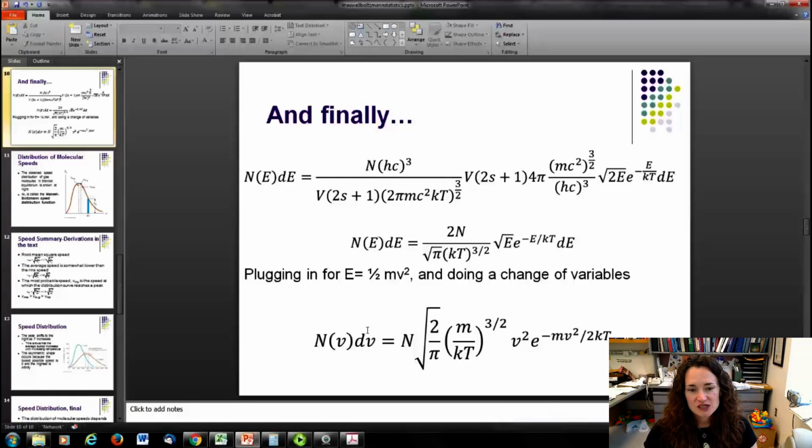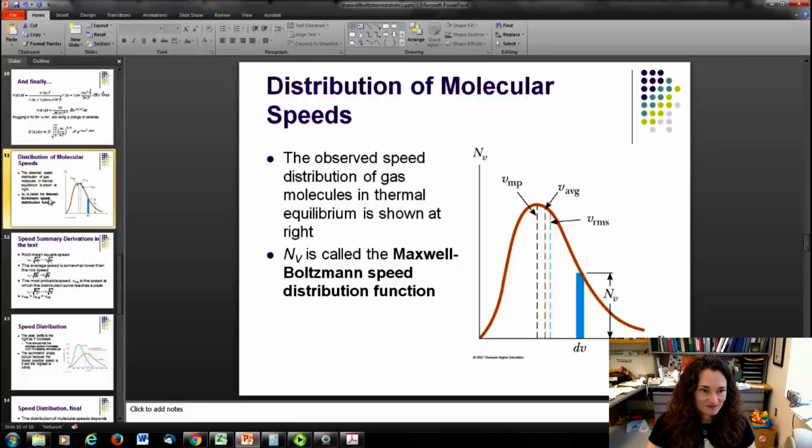For now, the number density for the speeds is equal to the total number of particles N times the square root of 2 over pi, m over kT to the 3/2, the speed v squared, e to the minus mv squared over 2kT. So that's your distribution for molecular speeds. What you've got is a decaying exponential multiplied times this little polynomial v squared out front. When you plot that, it looks like this.